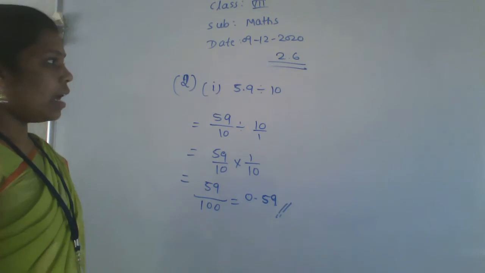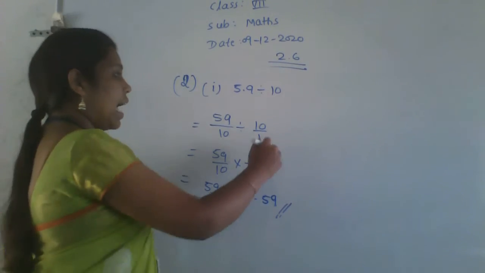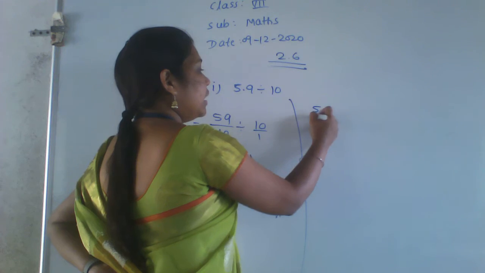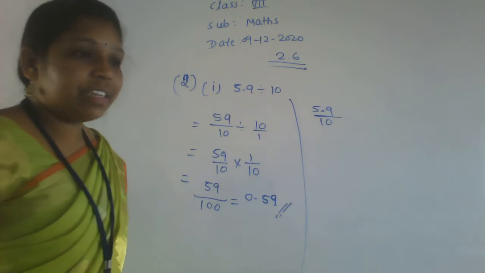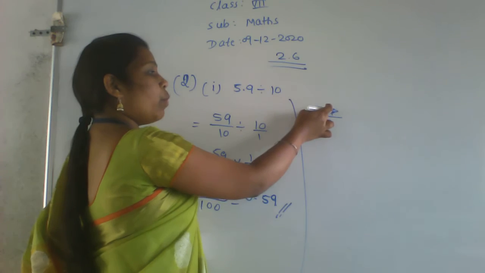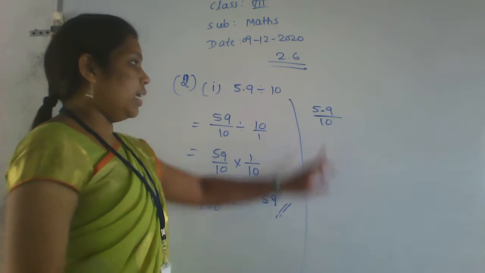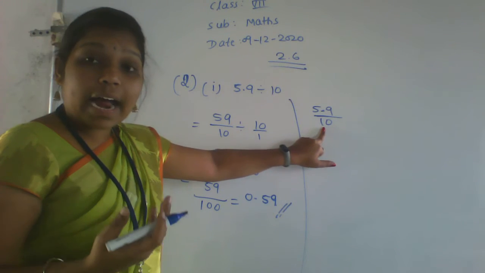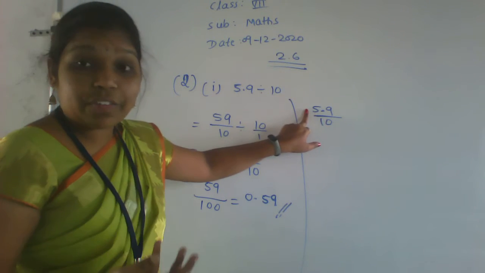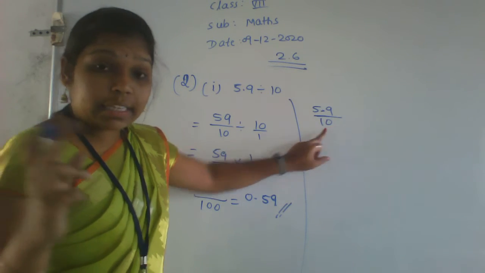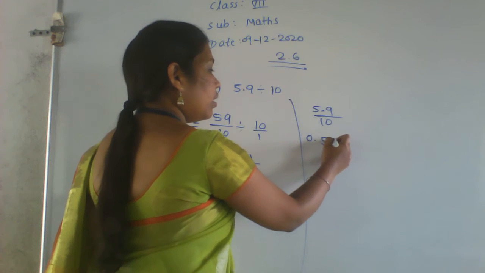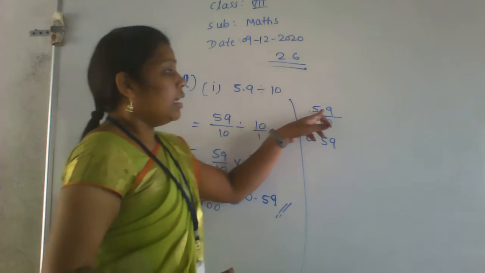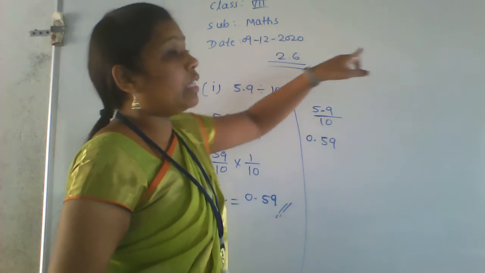0.59. Okay, or else you can write it directly. How to write directly here? 5.9 divided by 10 is there. If divided by 10, the decimal point will shift to the left side. We are doing a division, for that reason the decimal point shifts to the left side. How many zeros are there? 1 zero is there, so it will shift by one place. If you multiply, the decimal point will shift to the right side.